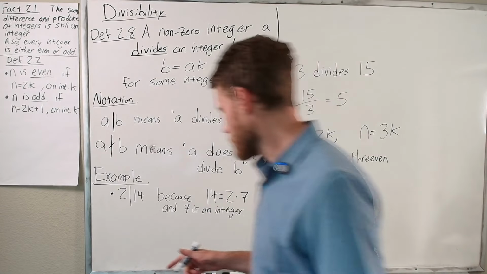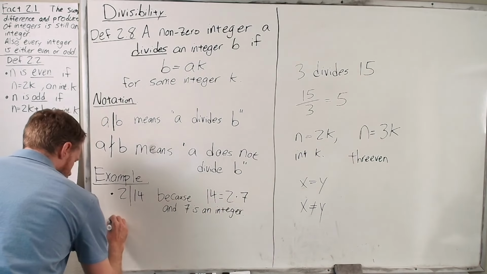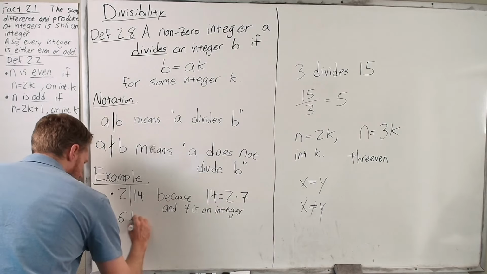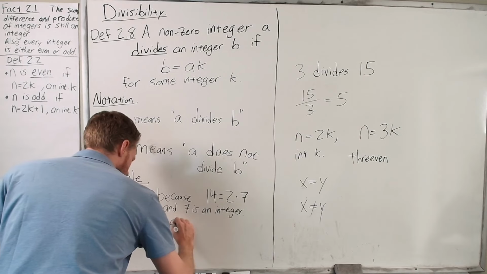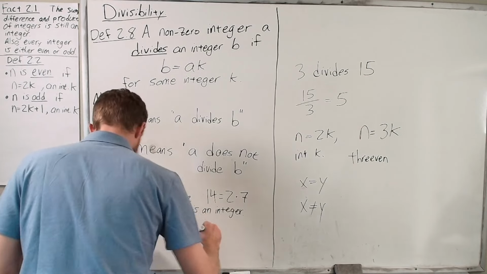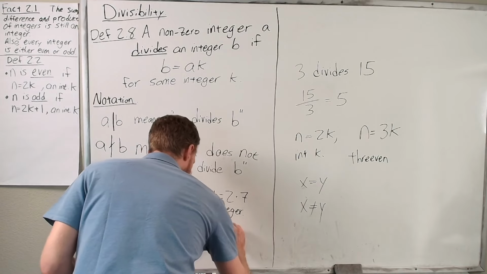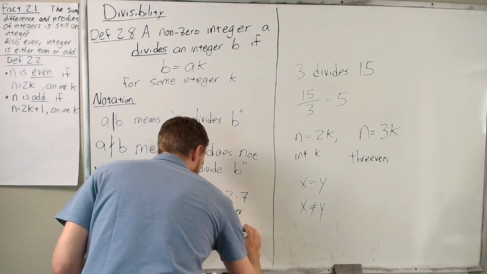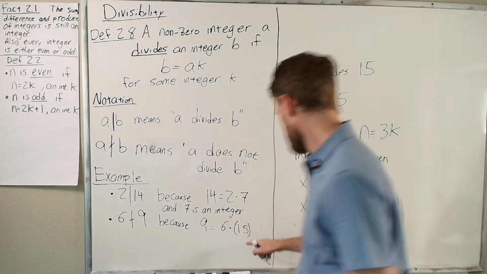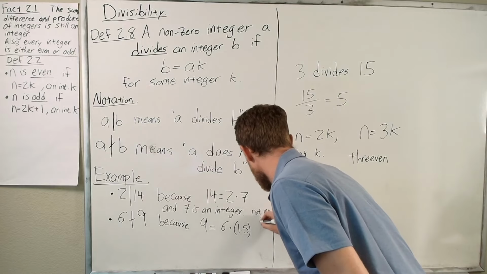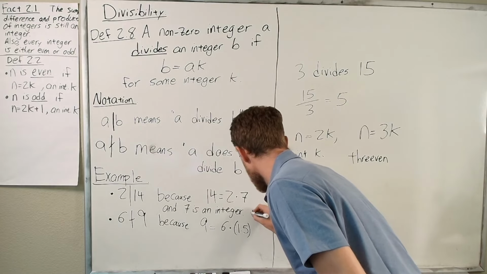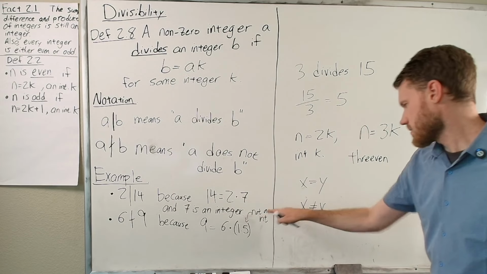Okay, let's do another one. One for does not divide. 6 does not divide 9 because 9 equals 6 times 1.5. So this is not an integer. I'm running out of space, so I'll just slip it up here. Sloppy, not an integer.